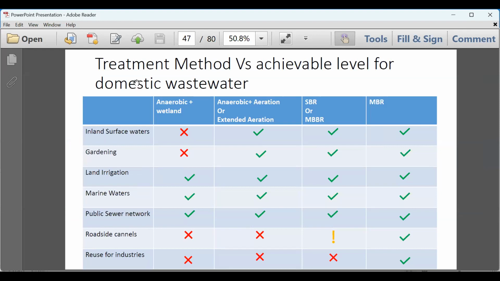Now, this table shows treatment method versus achievable level for domestic wastewater. Anaerobic-aerobic combined treatment, extended aeration, as well as SBR and MBBR, and MBR can treat water up to inland surface water level. But if we want to discharge this water to road canals, anaerobic-aerobic combination treatment is not enough.